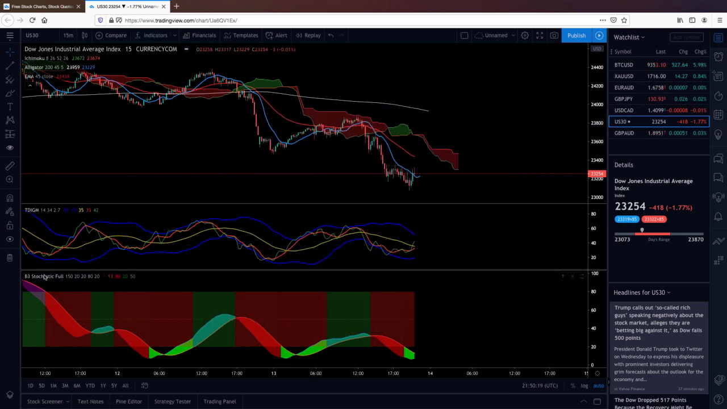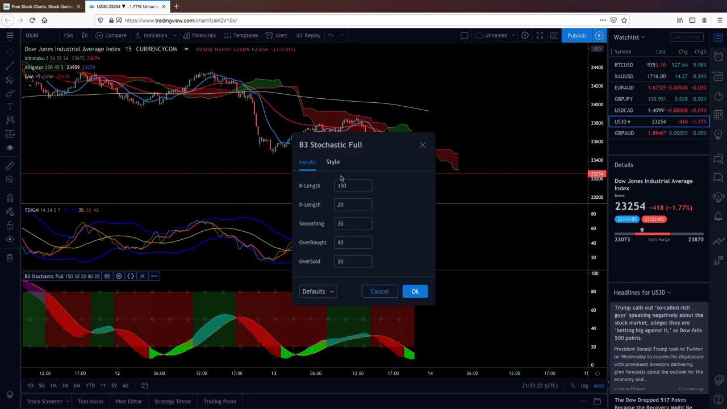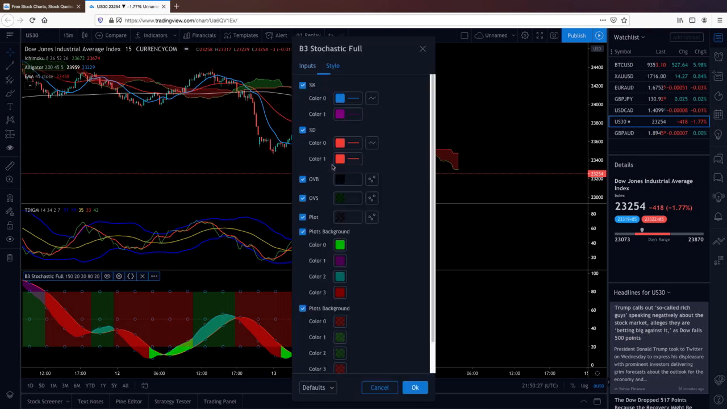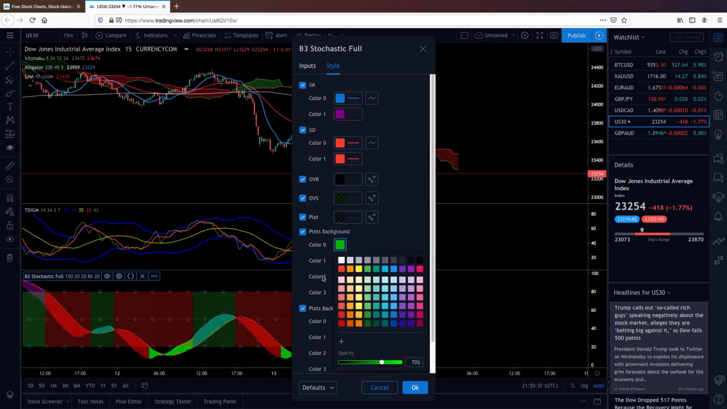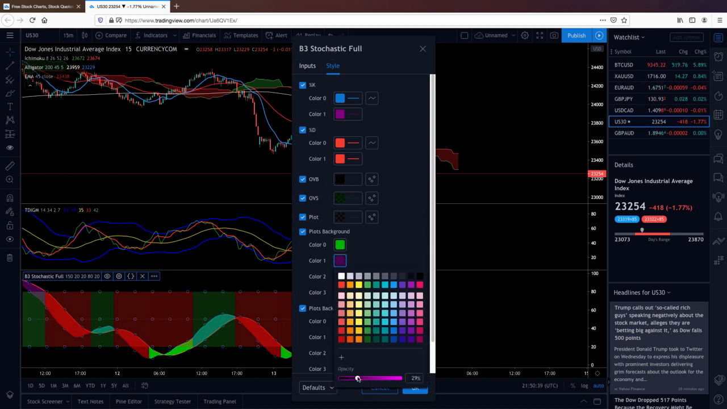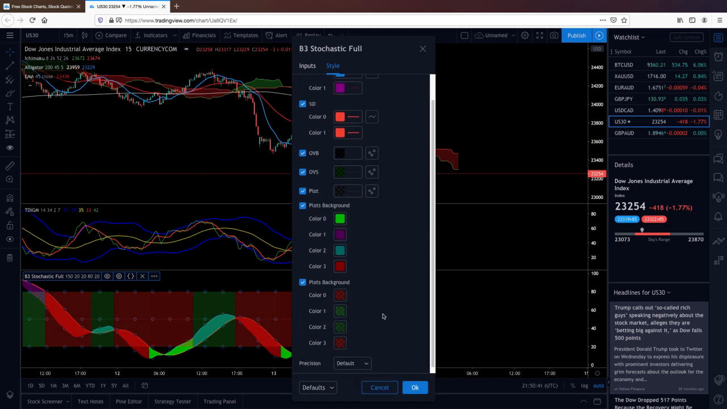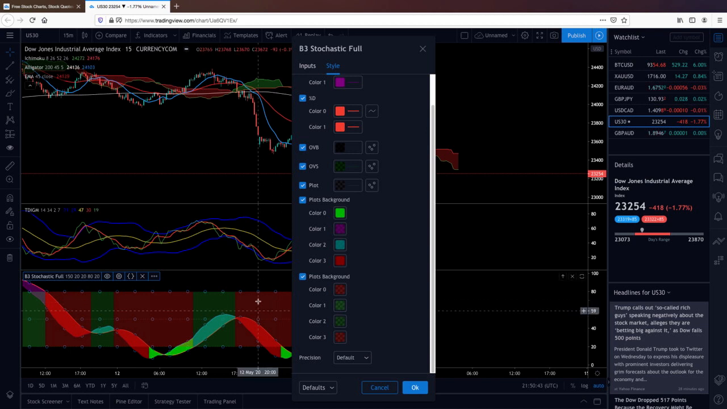And then last but not least, the B3 stochastic full. These are the settings that you want to put it on. For the style, one thing you need to do is thicken the lines. Change these colors to red, thicken the lines. And then you want to make sure you can see the plot backgrounds, especially these. These are the background plots that you need to see. Make sure they are this color.